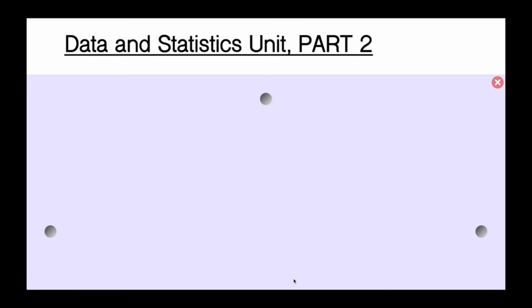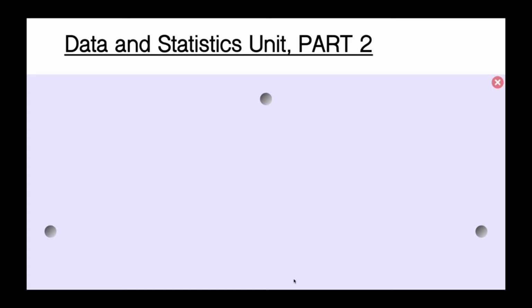All right, ladies and gentlemen, welcome back to another fun adventure in our Data and Statistics unit. This is going to be dubbed Data and Statistics Unit Part 2, Day 1. Yesterday, you guys had an Edulastic that kind of summarized the first half of our data and statistics unit. Because the unit is somewhat large, we break it into two parts. This is part two, and part two is largely going to be focusing on data displays.